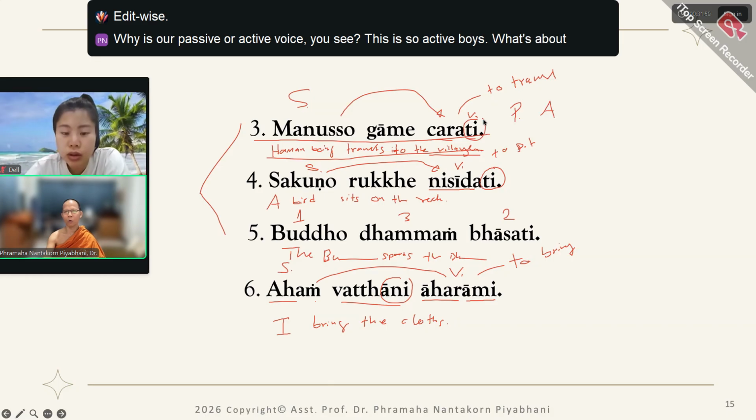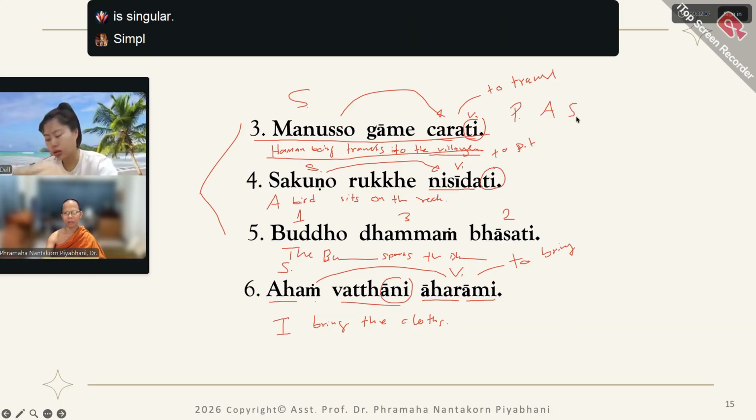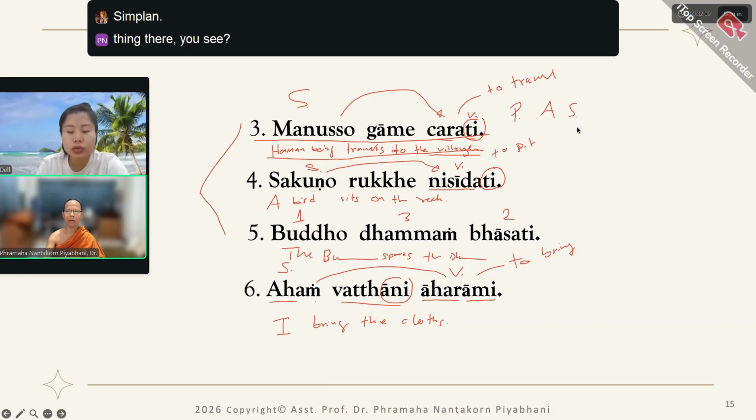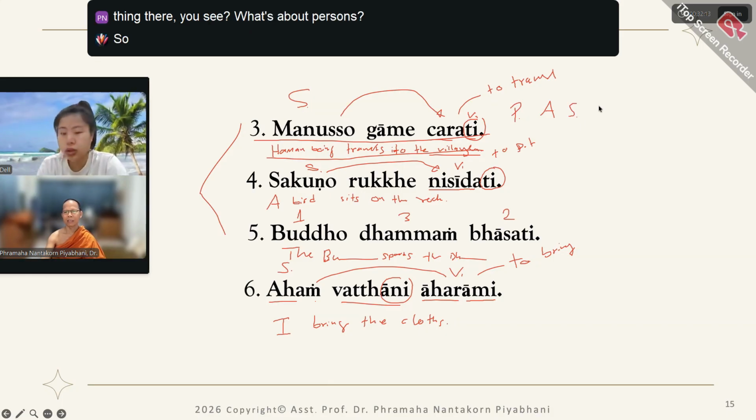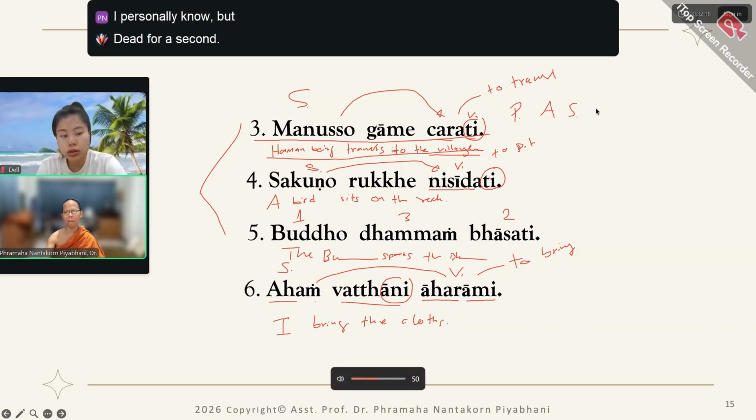What about the number? Singular or plural? It's singular, you see. What about the person? Third person. Patama Purisa, or third person.